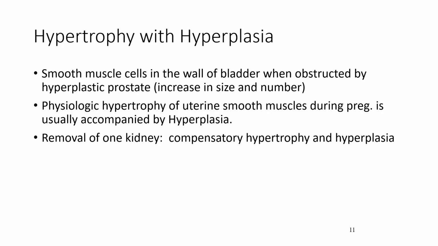Smooth muscle cells in the wall of the bladder, when obstructed by hyperplastic prostate, increase in size and number. Physiologic hypertrophy of the uterine smooth muscle during pregnancy is usually accompanied by hyperplasia. So during pregnancy, when the uterus expands, the cells do get a little bit larger, but then you also have that increase in the number of cells. The removal of one kidney, compensatory hypertrophy and hyperplasia. So if one of the kidneys is removed, you will have the other kidney become larger, but there will also be more cells in that kidney.